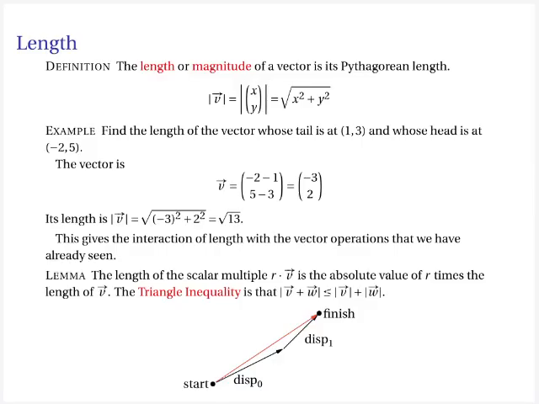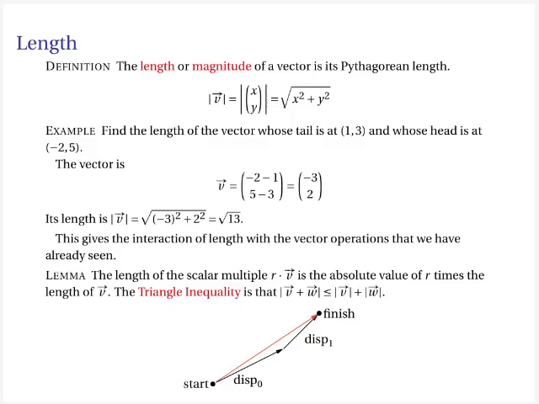So this gives an interaction of length between the vector operations that we've already seen. That's critically important. The first statement is that the length of the scalar multiple r times v is the absolute value of r times the length of v. If you make the components of a vector twice the original magnitude, if the vector was x comma y and now you make them 2x and 2y, then the vector will be absolute value of 2 times as long. That doesn't seem to surprise people.